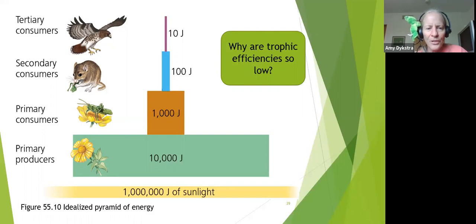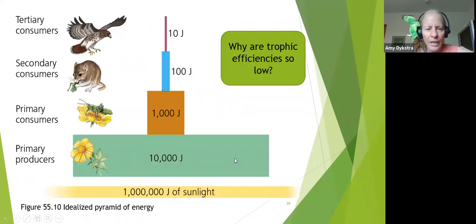So also, if you look at this, this is why there are so many plants and fewer primary consumers, and that as we go up the trophic levels into secondary and tertiary consumers, we have a lot fewer tertiary consumers, top carnivores, than we do primary consumers, and way less than we have plants.